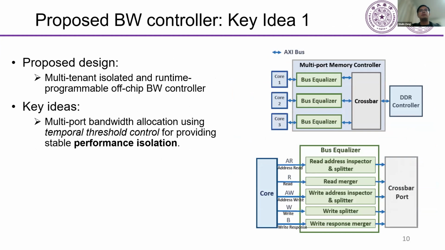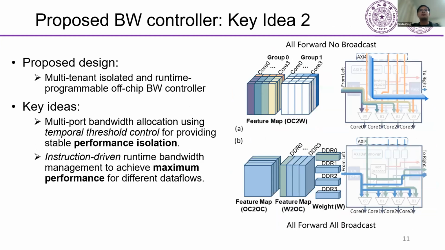Due to the time constraint, I won't dive into the details today, but will give you some key ideas of our proposed design. The first key idea is to support multiple bandwidth allocations using temporal threshold control at the AXI burst packet level for providing stable performance isolation. The second key idea is to use instruction-driven runtime bandwidth management to achieve maximum performance for different data flows.